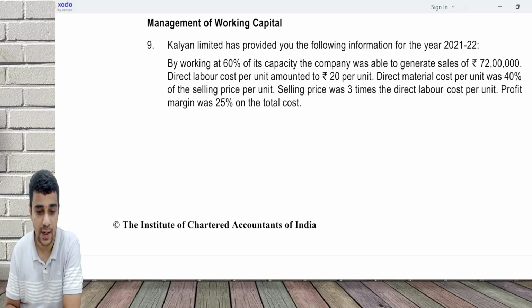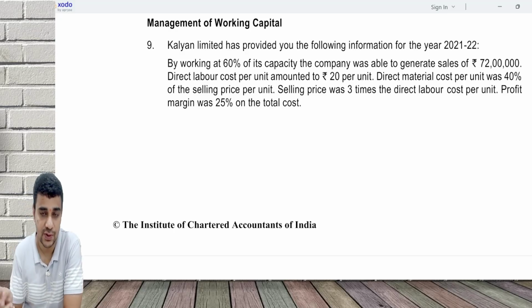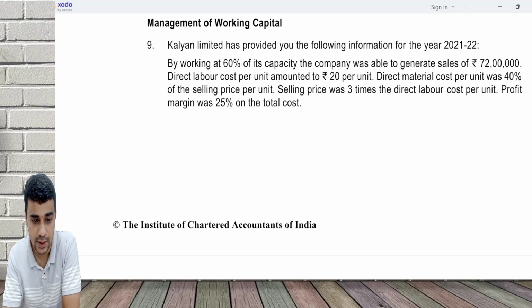Okay, let's move to the last question. That is question 9. 10 is a theory question. Let's move to question 9, which is on working capital. Kalyan Limited has provided you the following information for the year 2021-22.